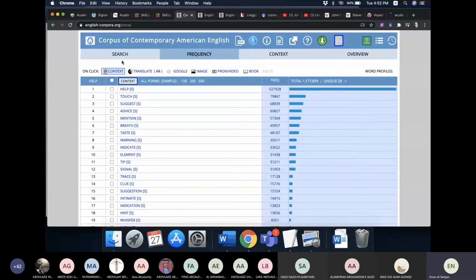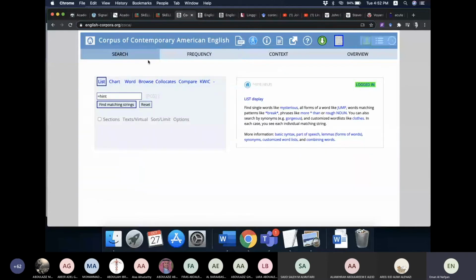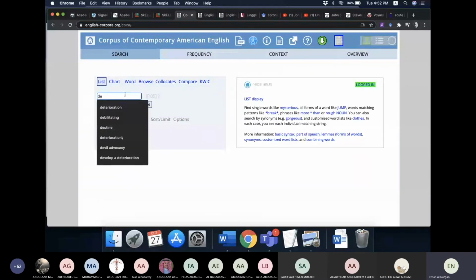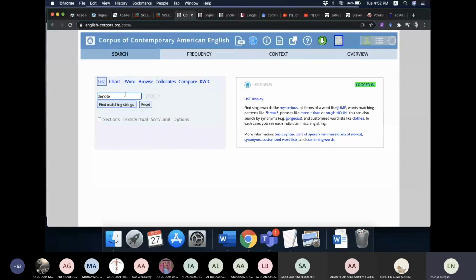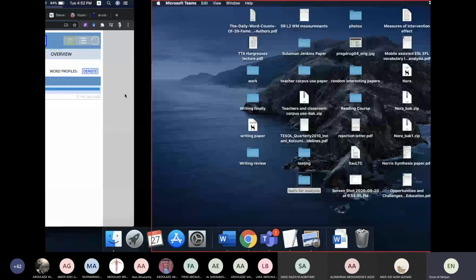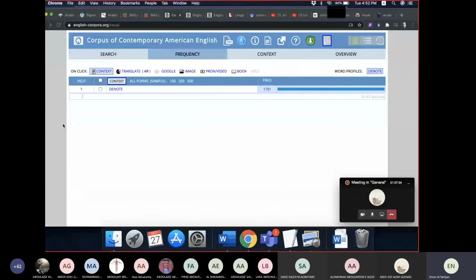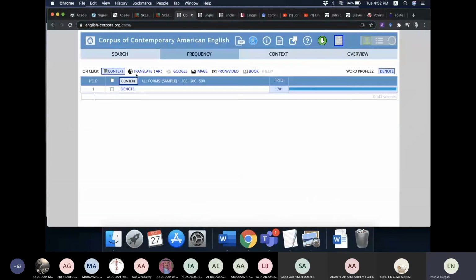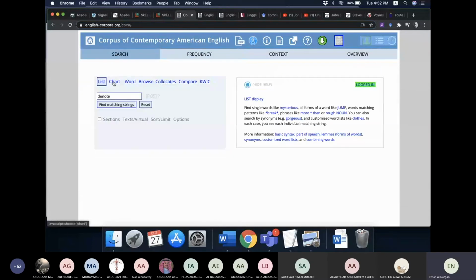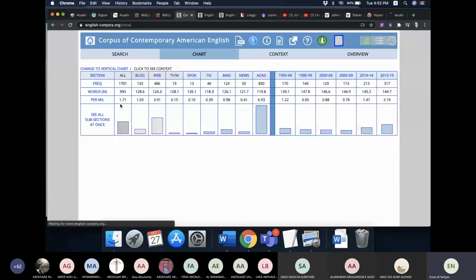Now, let's look at the word denote. I want to point out that I wanted the 2-hour workshop, but all right. So denote. First of all, I want to chart it. I want you to see, where does denote occur?